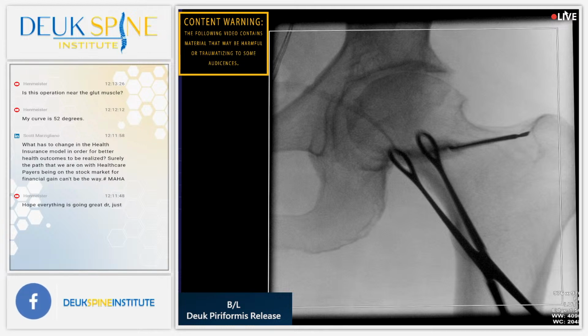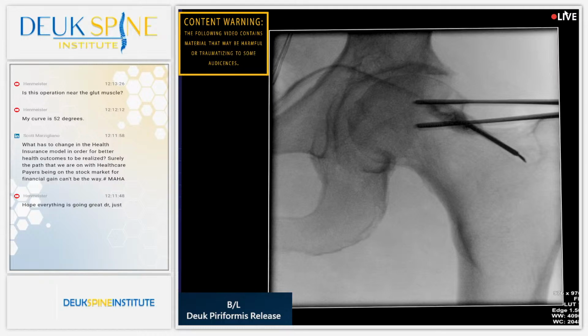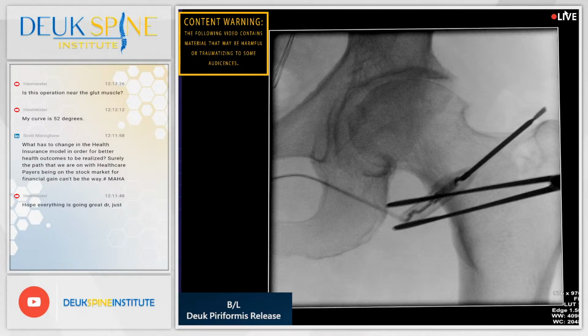Now she's had prior surgery. She's had a fusion in the past. We saw that earlier when we did her sacroiliac joint. Yeah, I can feel all the scar tissue around that piriformis muscle. Now there's the tip of the probe is about as high as you want to go when you're releasing the muscle.